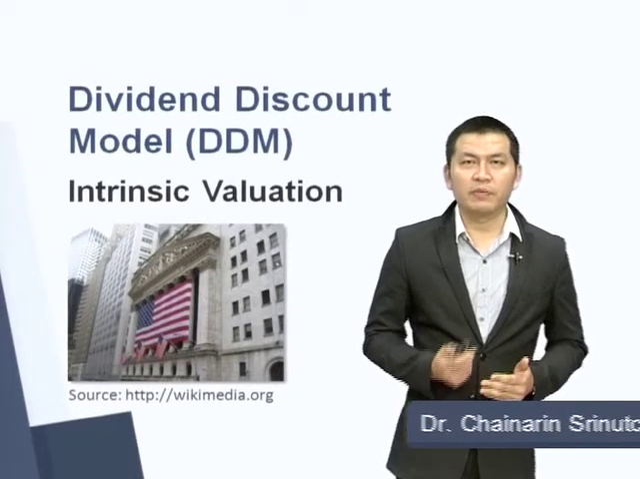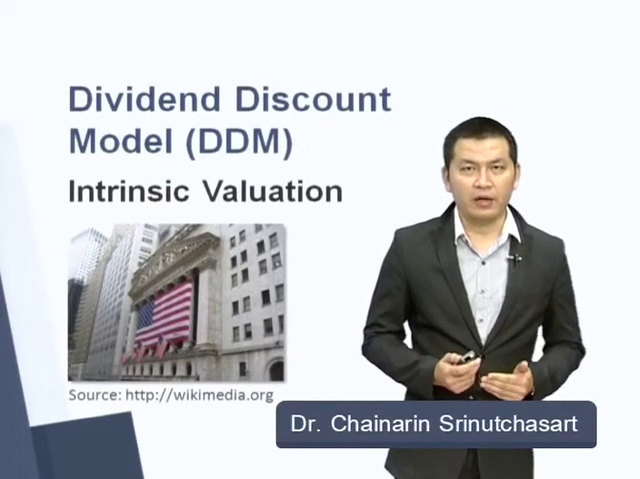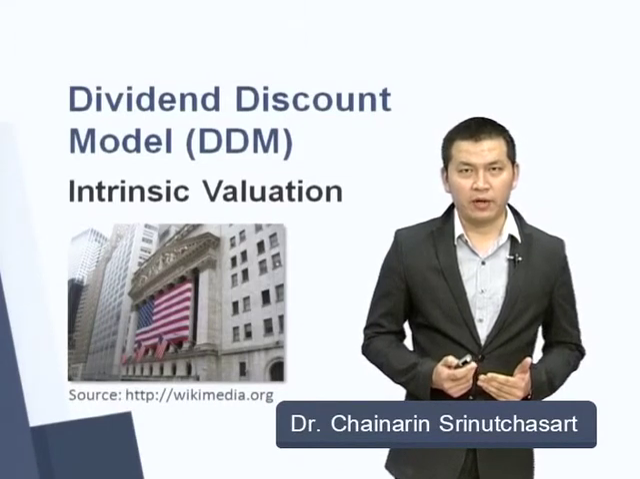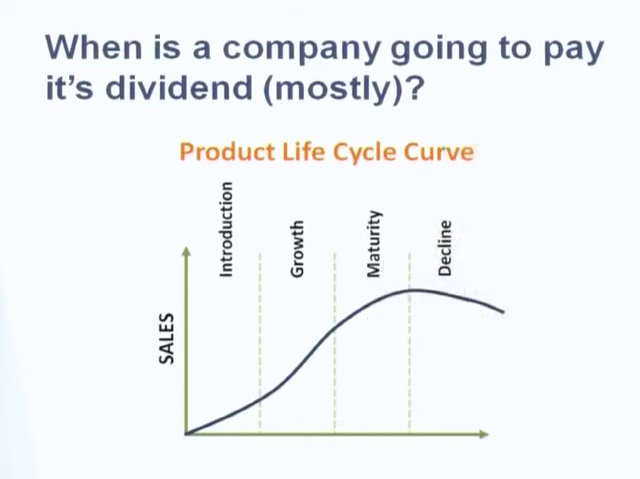We will talk about the first method that we will use to find the intrinsic value, which is what? Dividend discount model. Okay. So look at this product life cycle. When do you think the firm starts to pay dividends? Of course, when the firm has enough cash to pay to the investor. Mostly it will be the late growth, maturity and decline stages. So this model is called the dividend discount model.